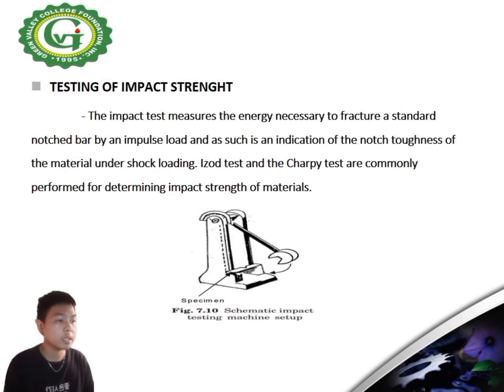So we have here Figure 7.10 in the picture. This figure shows the impact testing setup arrangement for the Charpy test. The specimen is held in a rigid vise or support and is struck from below by a traveling pendulum that fractures or severely deforms the notched specimen.